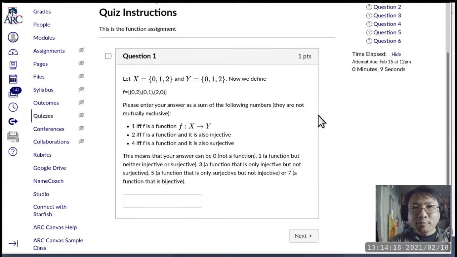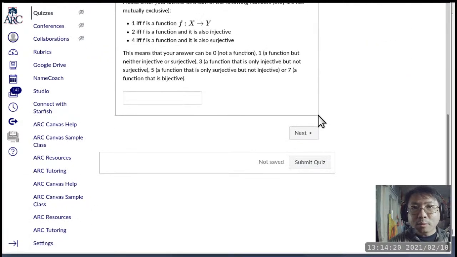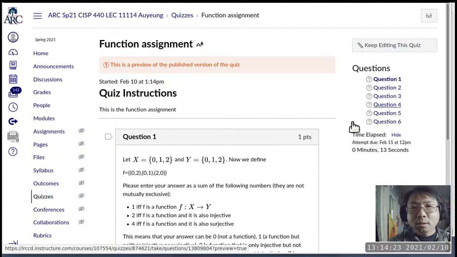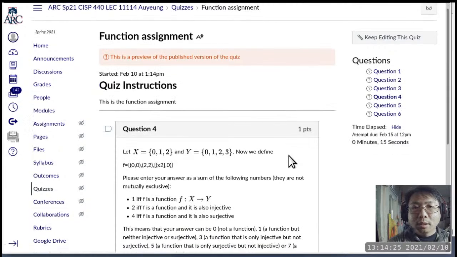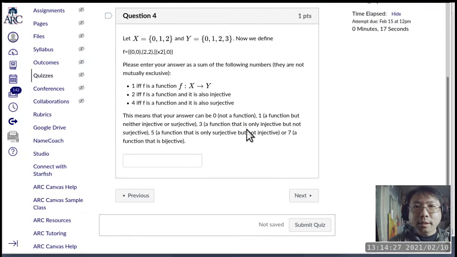Okay, so question number 4. So we'll skip to question number 4. There we go. All right, so this is question number 4. This x2 is not supposed to be x2. It is supposed to be an actual value. But since it appears as x2 for everybody, and x2 is not in the domain, we basically have to say f is not even a function, so a 0 would work.